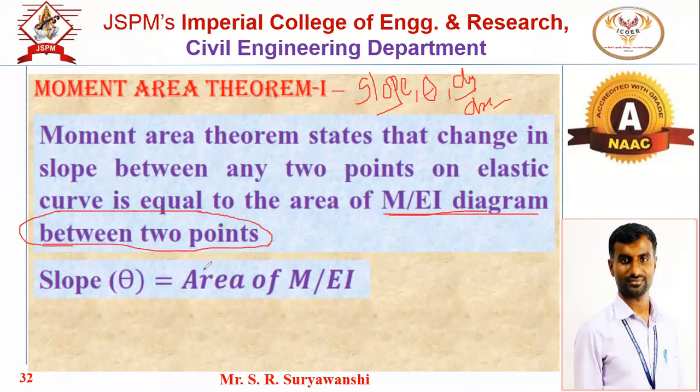So what is the statement? Change in slope. In short, what was the statement? Change in slope is equal to area under m by EI diagram. If you have to find out the slope, what we have to find out? We have to find out the area of m by EI diagram.